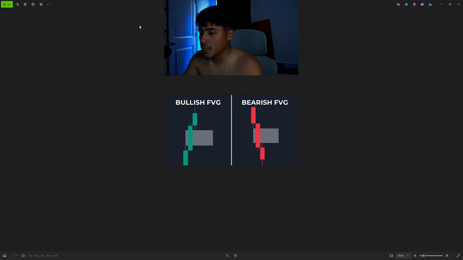But we're going to be learning fair value gaps. They are simply displacements. What is a displacement? Well, a displacement in volume is when either buyers or sellers are outweighing each other, right? So in a bullish fair value gap scenario, you're going to have buyers outweighing sellers, which is going to create this displacement on the chart.